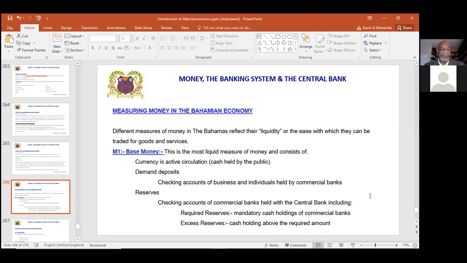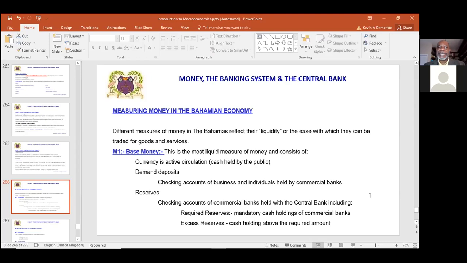The first measure of money, or the most liquid, is what we call M1, or base money. This is the most liquid measure of money, and consists of currency in active circulation. That is cash held by the public in your wallets, your pocketbook, your purses, under your mattress, wherever you have it. Currency in active circulation, which is cash held by the public, plus demand deposits. Demand deposits are basically checking accounts of individuals and checking accounts of businesses.